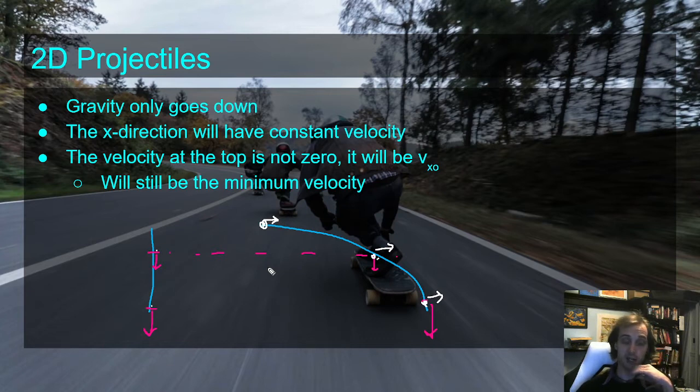Here's a specific thing that can help with problem solving. At the top, your velocity is not going to be 0 if it's a two-dimensional projectile. I use the top to mean the maximum height, if you have a projectile that you launch and just let do its thing. It should be the same as Vx naught. This is specifically without air resistance. The reason it's the same as Vx naught is that the velocity in the x direction is constant, so it's never changing. This is also going to be the minimum velocity of the object.